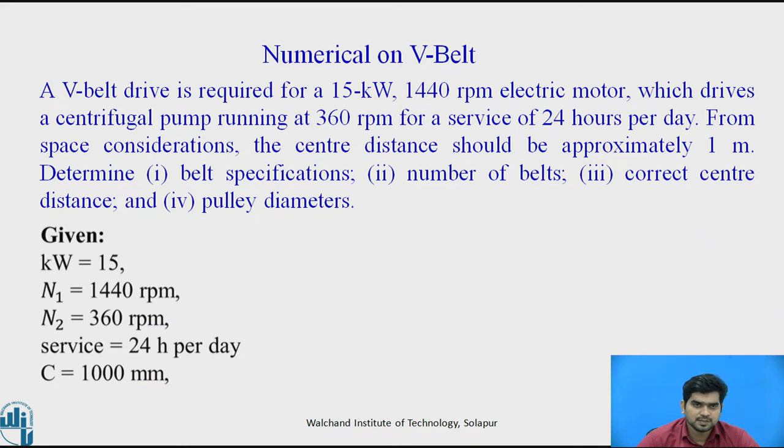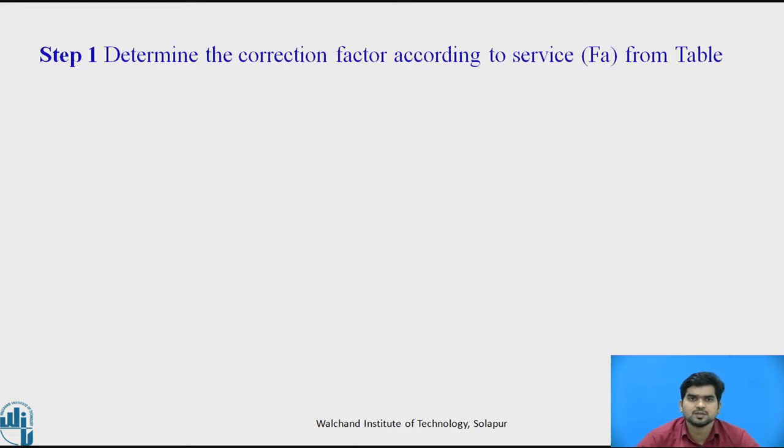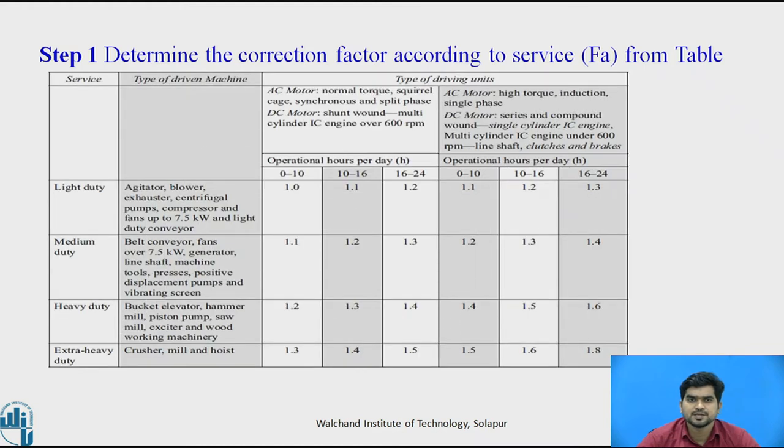So these are the given data: 15 kilowatt power, and the speeds of the input and output shafts are given. The service is 24 hours per day, centrifugal pump, and the center distance is 1000 mm. So step number one is to determine the correction factor according to the service, that is FA, from the design data book. From these tables we have to find out the service factor FA.